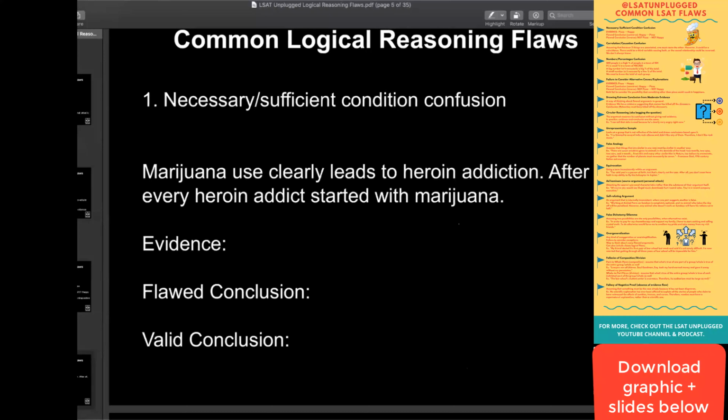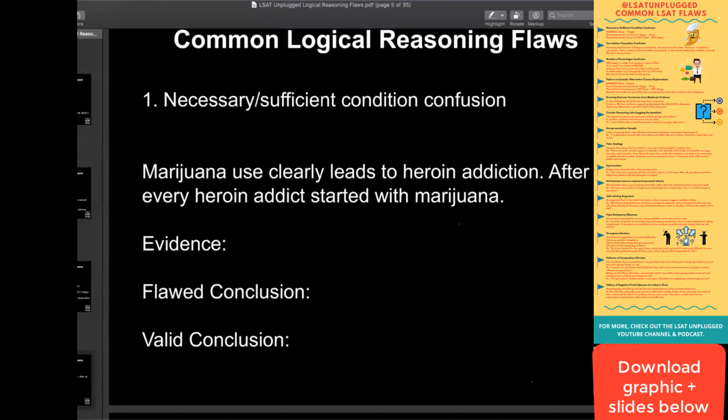So I'll diagram here in the chat. The evidence is every heroin addict started with marijuana. So if you are a heroin addict, we know that you had marijuana first or prior. So H requires M is the evidence. And then the conclusion: how would you diagram that conditionally? Feel free to just type in the chat or call out.